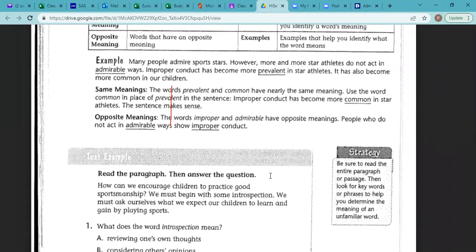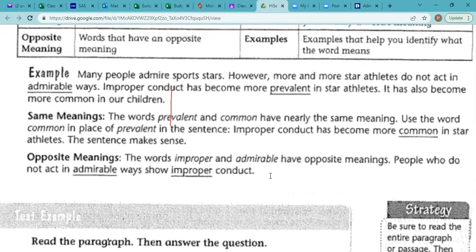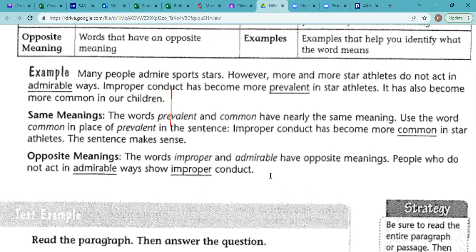And then the word prevalent. Let's see. So going back to admire, though, it says they do not act in admirable ways. So we're talking about someone that is not being admired. That means those star athletes are doing something that would make you not want to admire them. Okay. And then the word prevalent.